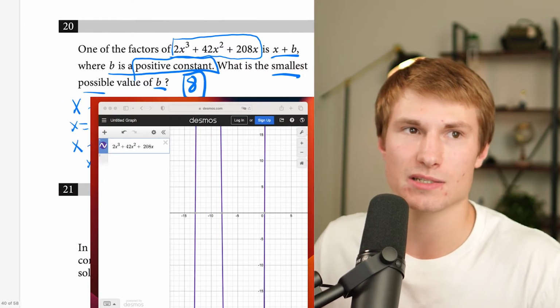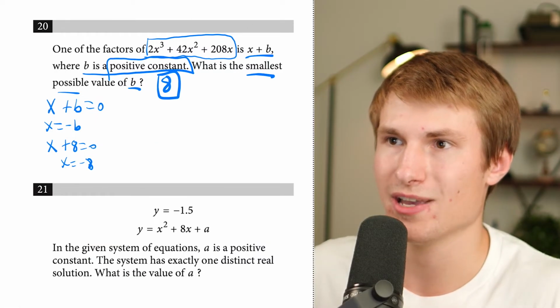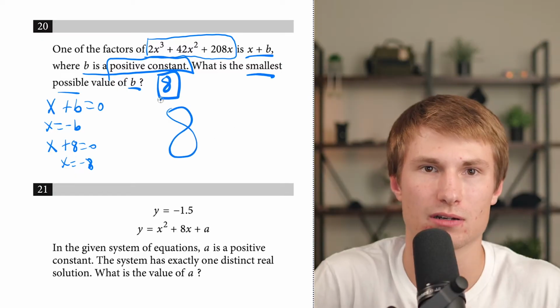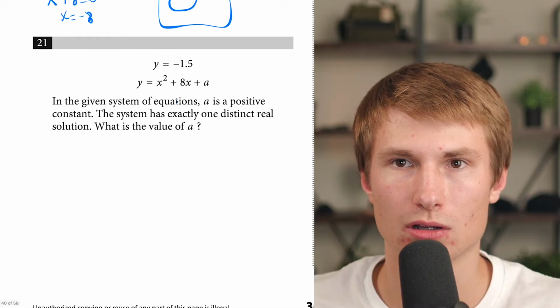Let me go ahead and hide Desmos so that you guys can clearly see that we have 8 circled there. So 8 is the answer. I'll write that a little bit bigger. 8 is the answer. All right, going on to 21 now.